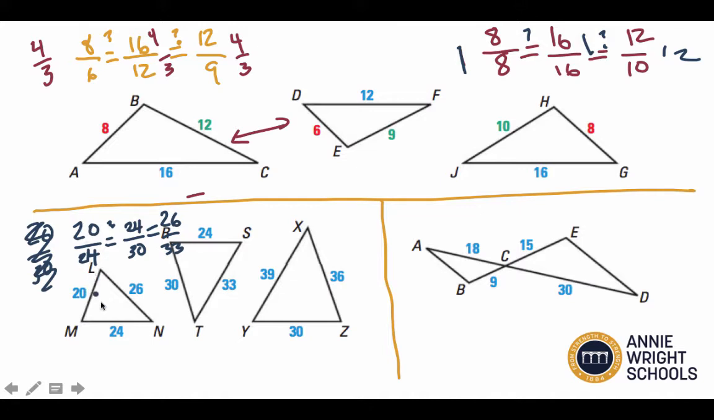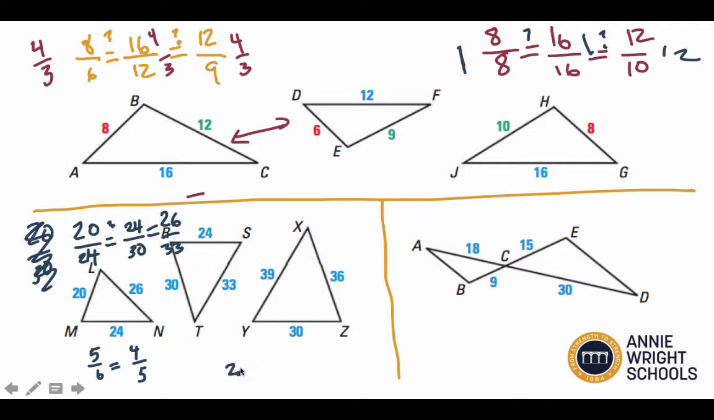So 20 over 24, I see 5 over 6. 24 over 30, I see, what is that? Divide both sides by 3. 8 over 10, which is 4 over 5. Is that right? Yeah, divide by 6 and 6. So I can stop right now and say these aren't similar. I can then look at these here.